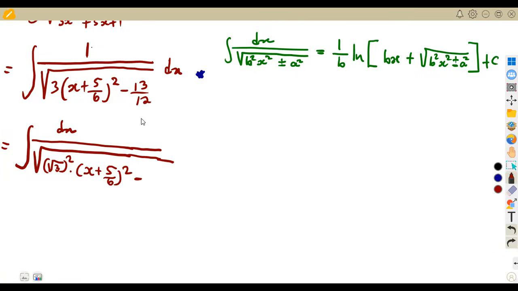How do we write this 13 over 12 as a number under the square root? So it's going to be the square root of 13 over 12 squared, as a number squared. So it's going to be under the square root, then we square it.